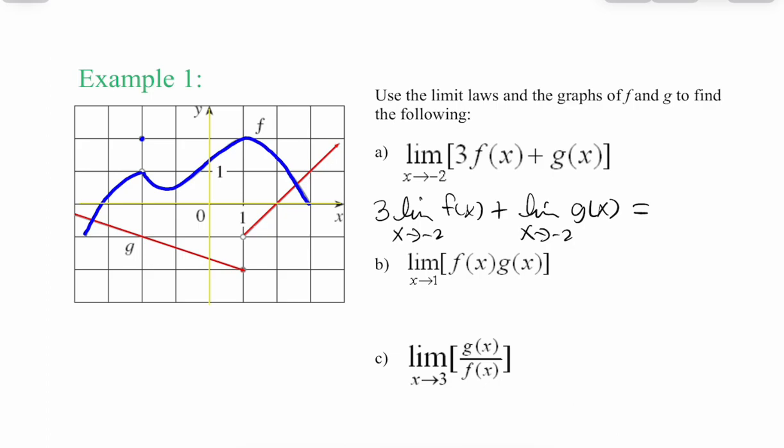Now the f function is in blue and the g function is in red. We are approaching an x value of -2. So here's x is -2 right there. So if we are approaching -2 on our f function, what height are we approaching? 1. So this right here is 1.